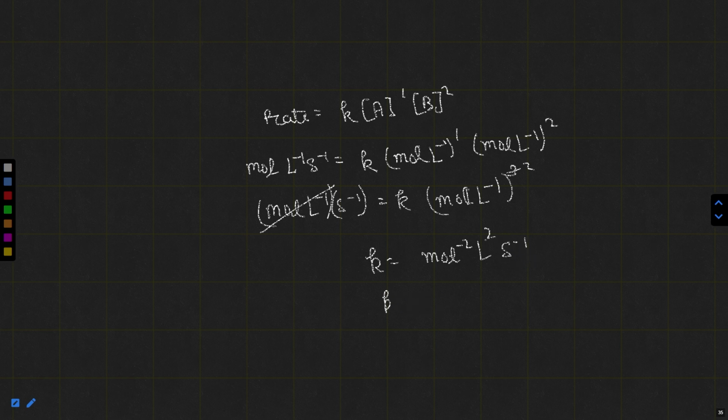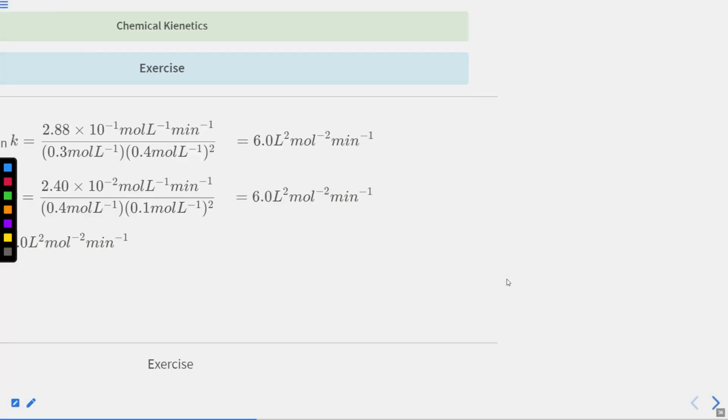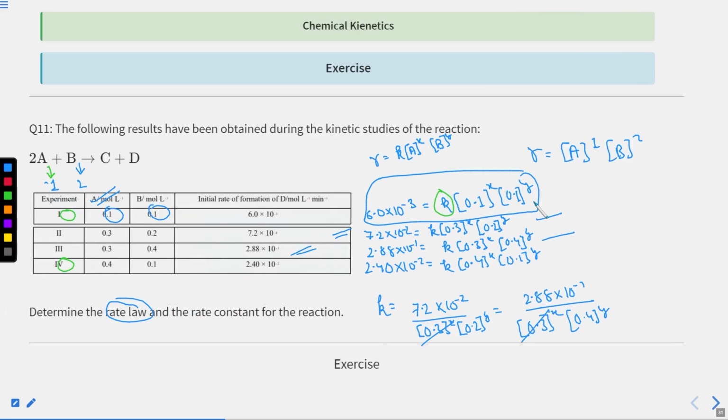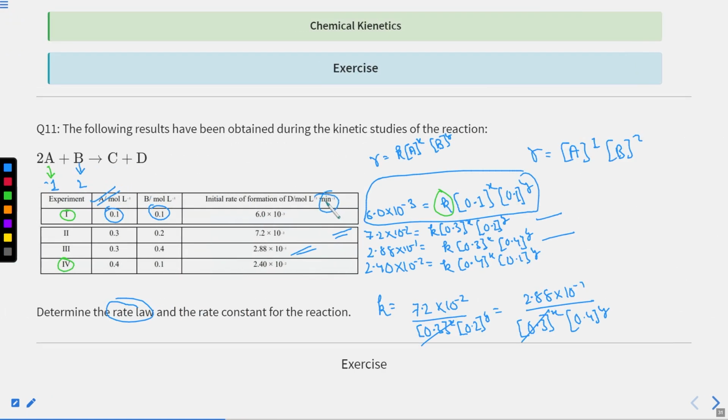Now I have told you in the previous class that the one with the positive power is written first, so liter square per mole square per second. So it is written here liter square per mole square per minute. So if you see here, it is I think per minute. You can see it is given in per minute. Okay, so it will be per minute.